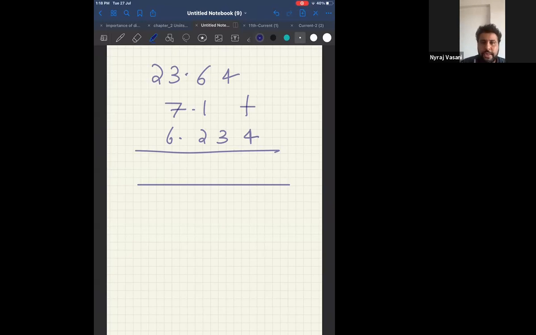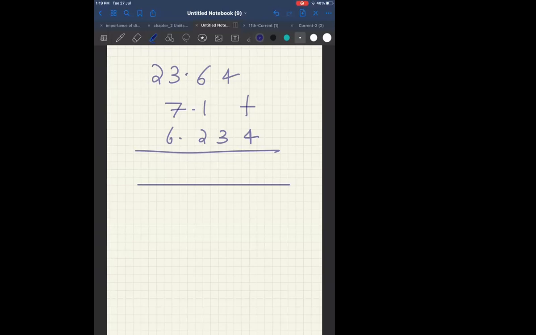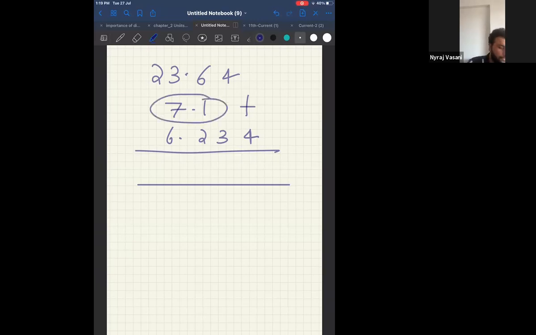Now, the confusion is whether your answer should be represented in 1 decimal place, 2 decimal places, or 3 decimal places. So the rule is to find the number which has the least number of decimal places. Tell me which number has the least number of decimal places. 7.1. Therefore, your answer also should have only one number after the decimal point.